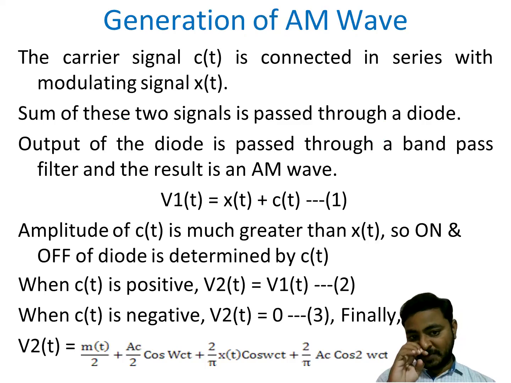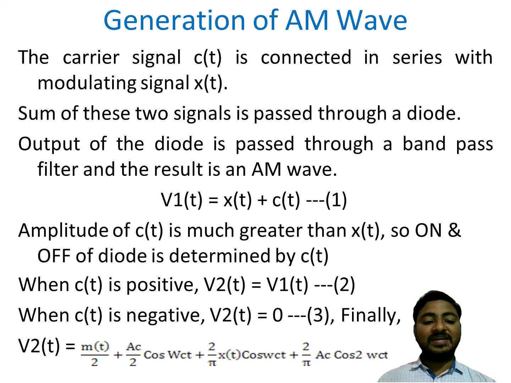Then the input V1 of t is equal to X of t plus C of t. The amplitude of C of t must be greater than X of t. So then the diode is on or the diode is off. When the carrier is positive, then V2 of t is equal to V1 of t. When the carrier signal is negative, V2 of t is equal to 0.